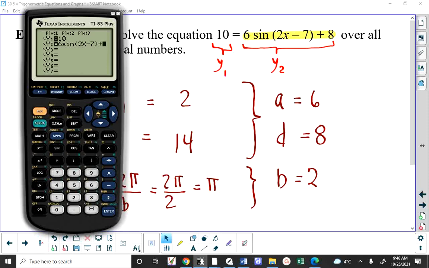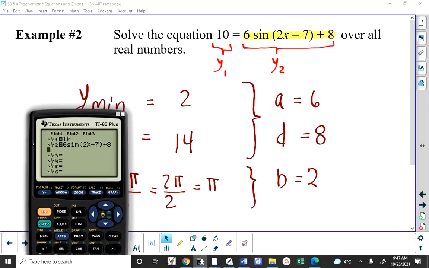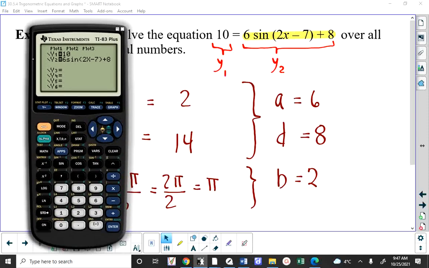And then plus 8. Now, it says over all real numbers, and now we have something else that I have to tell you. If you have an equation that is like this, or an application equation, if you do not see a degree symbol, we're talking radians. There's no degree symbol here. So, I want to back up a bit.